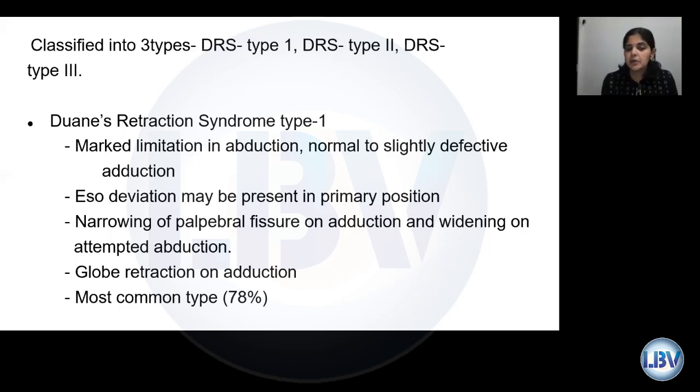Generally, there is a narrowing of palpebral fissure seen on adduction, and a widening of palpebral fissure when they try to force abduction. Globe retraction is another feature seen on adduction. And when you talk of Duane's retraction, type 1 is the most common type that is usually seen.